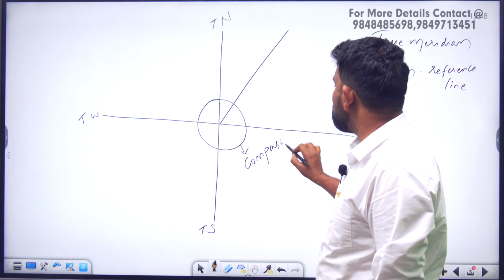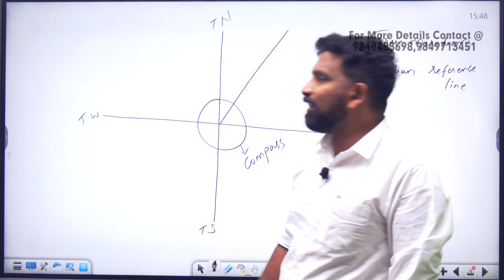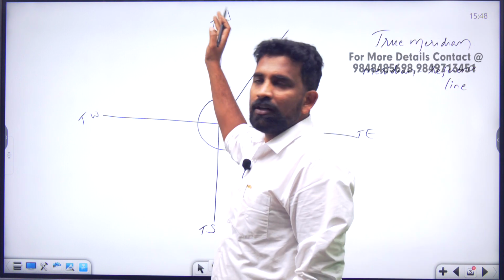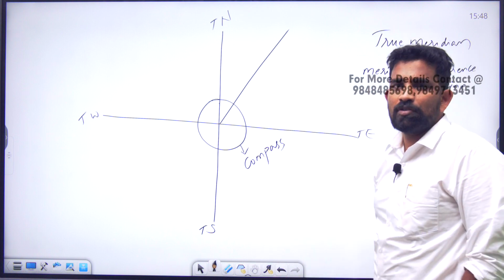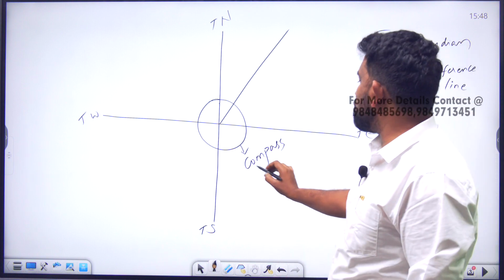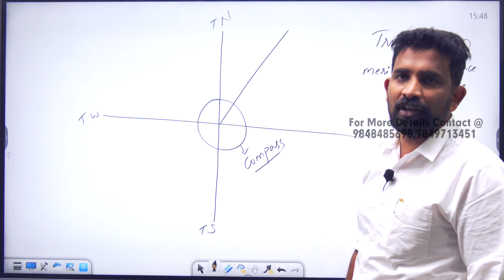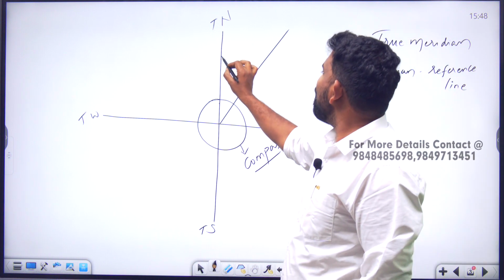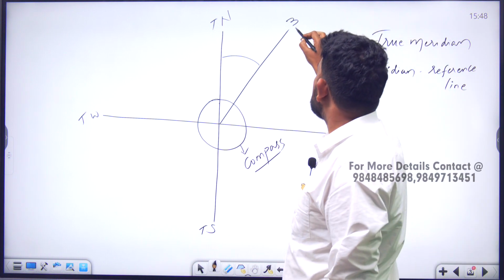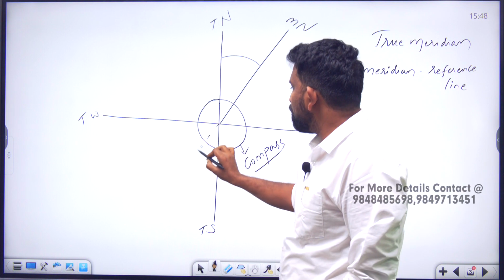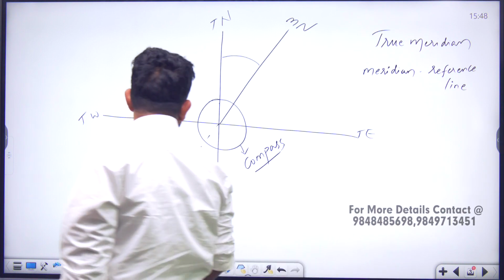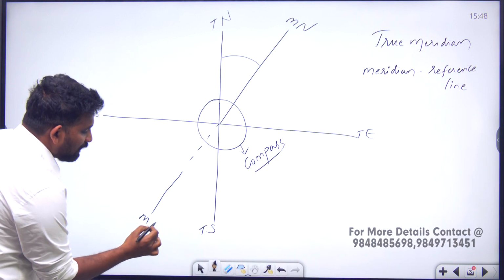Obviously it will show some other direction. In the very rare case, it might coincide with the true north also, but in the general case, if you observe, this compass will show some other north direction. Whatever the angle difference that is there, this is your magnetic north. If I extend this, you will be able to observe the magnetic south here.